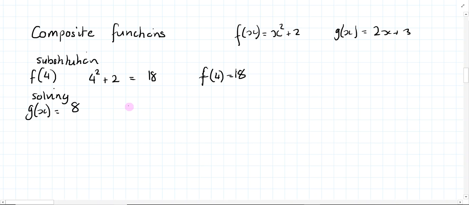This one, I'd be saying that 2x plus 3 equals 8. So I'm looking to find what x is. So that's 2x equals 5, so x equals 5 over 2.